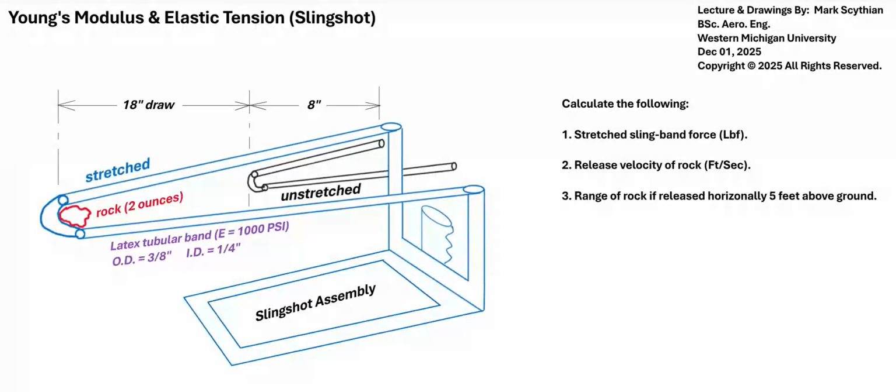Young's modulus and elastic tension. In this application, we are going to calculate the stretched sling band force in pounds, the release velocity of the rock in feet per second, and the range of the rock if released horizontally 5 feet above ground.